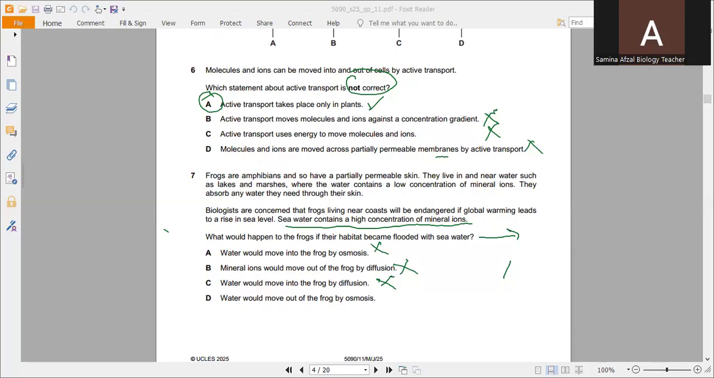Water would move out of the frog by osmosis. Yes, water will move from its higher water potential towards the lower water potential by the process of osmosis. So D is the correct option. A, B, C are wrong.